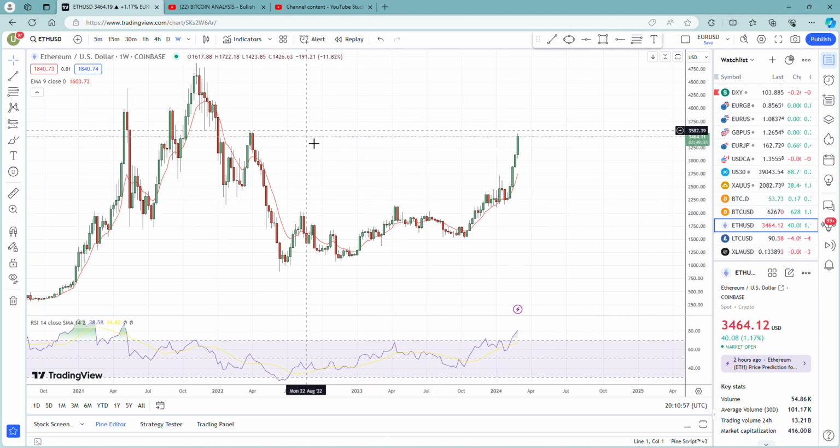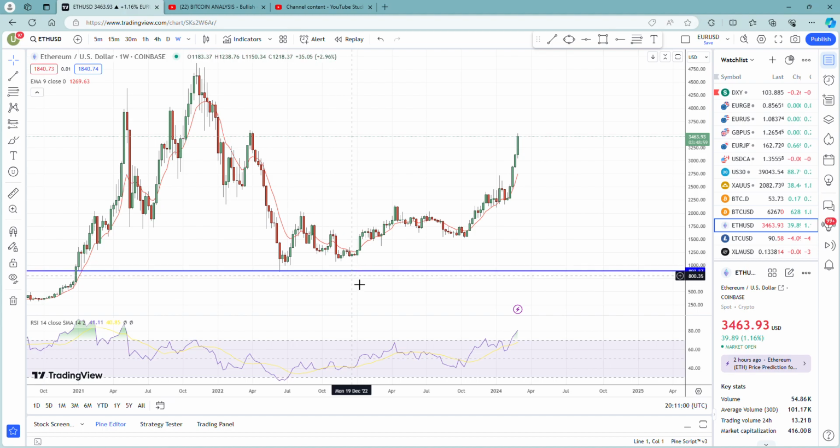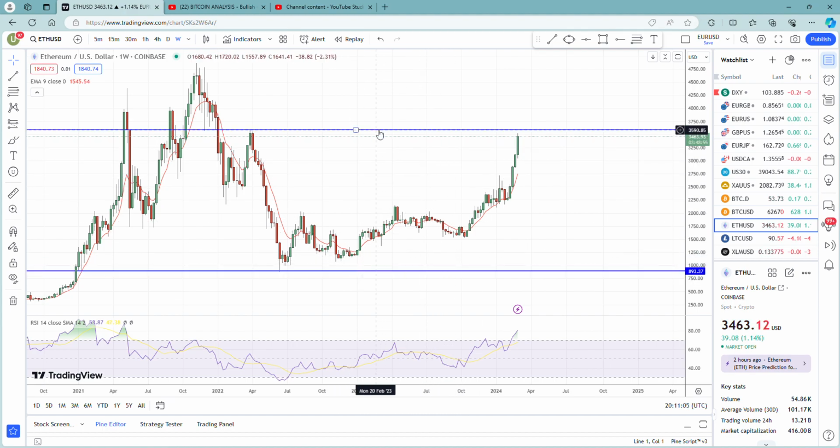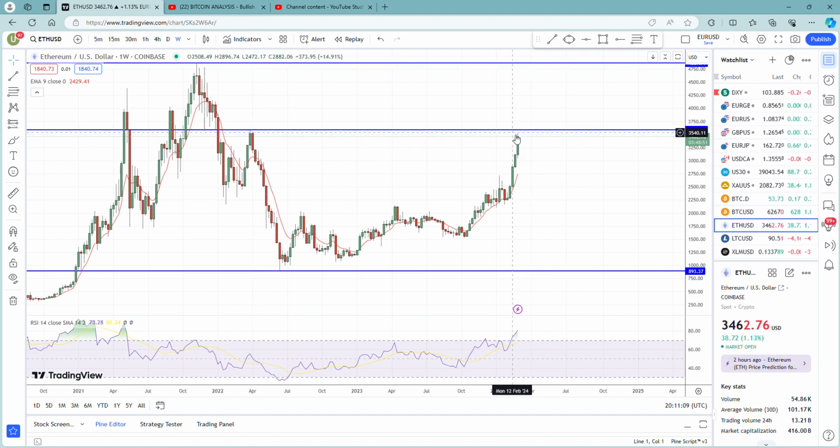So you've got a nice high low here on the weekly time frame. We're going to mark this level here. So that's acting as support. You've got another one here, which is acting as resistance, and you've got another one here. So that's at the weekly time frame. You can see it is approaching the weekly resistance.